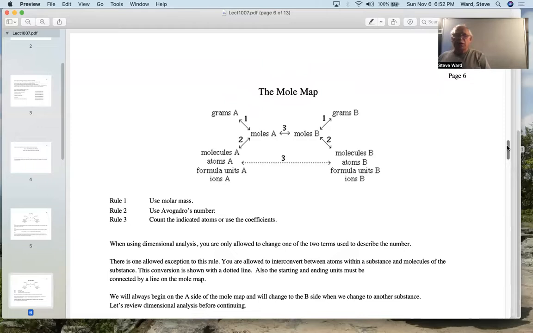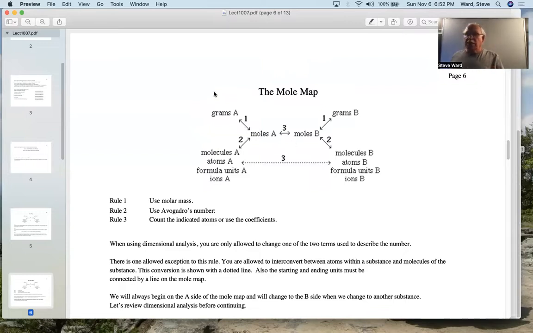Now, whenever we're doing dimensional analysis, you're only allowed to change one of those 2 words in a single step. If you change both of those words in a single step, you're wrong. You can never, ever change both of those words in a single dimensional analysis step, except for one exception I'm going to tell you about in just a minute. The only time you're allowed to do that is whenever you're going from molecules of A, for example, to atoms of B, when you're going across the dotted line. Then you must change both words in a single step.